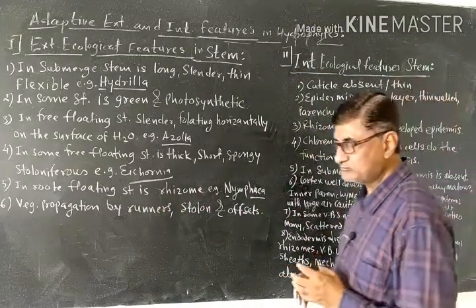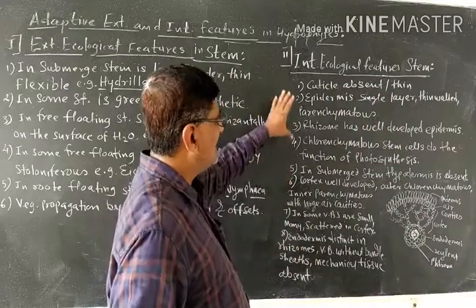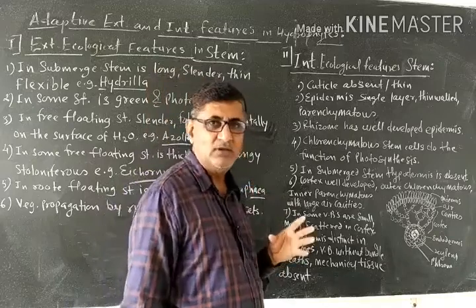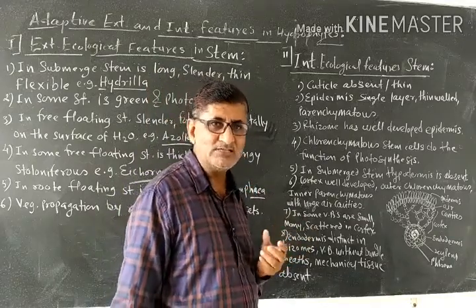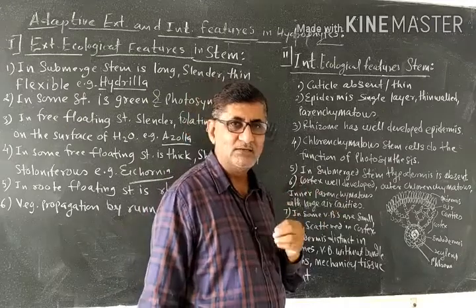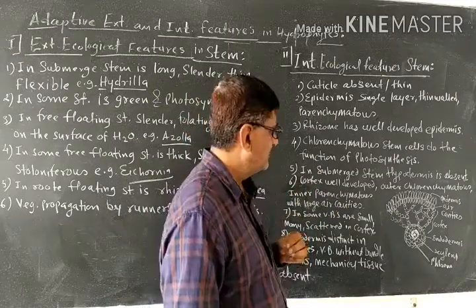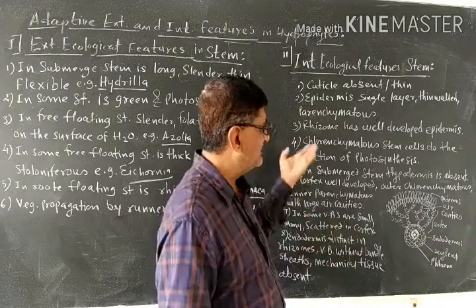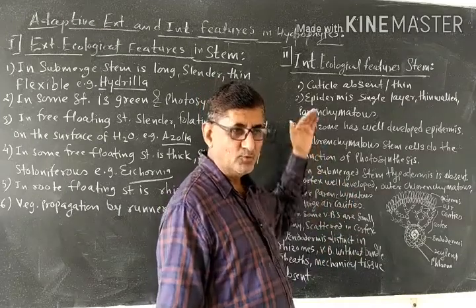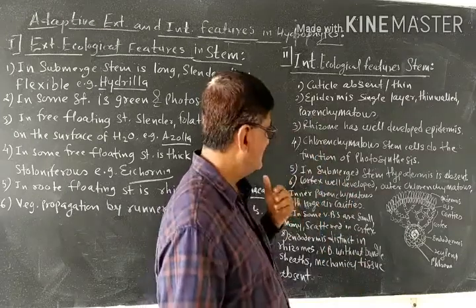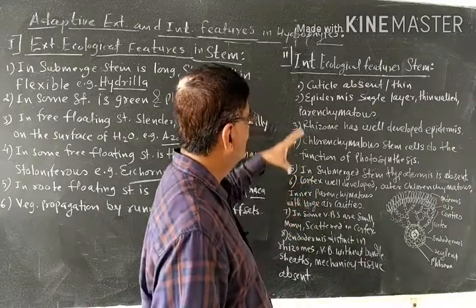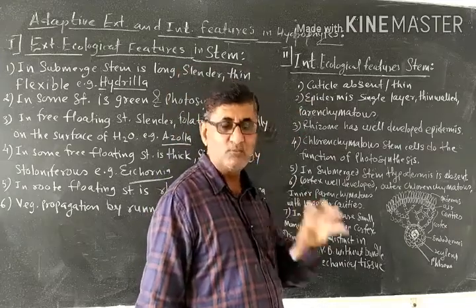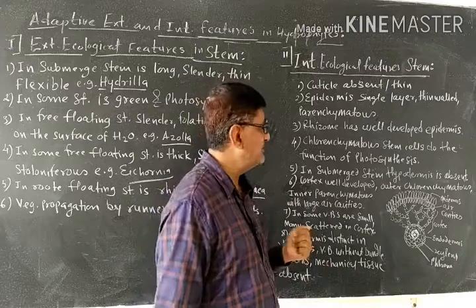Now we will see what internal adaptations are seen in the stem. The internal adaptations of root and stem are not much different, because both organs have more or less similar functions. Whatever water and minerals are absorbed by the root can be conducted by some tissue of the stem, and food material is also carried through some stem tissue. So similarly, some internal ecological adaptations also develop in the stem of hydrophytes, and they help in survival.